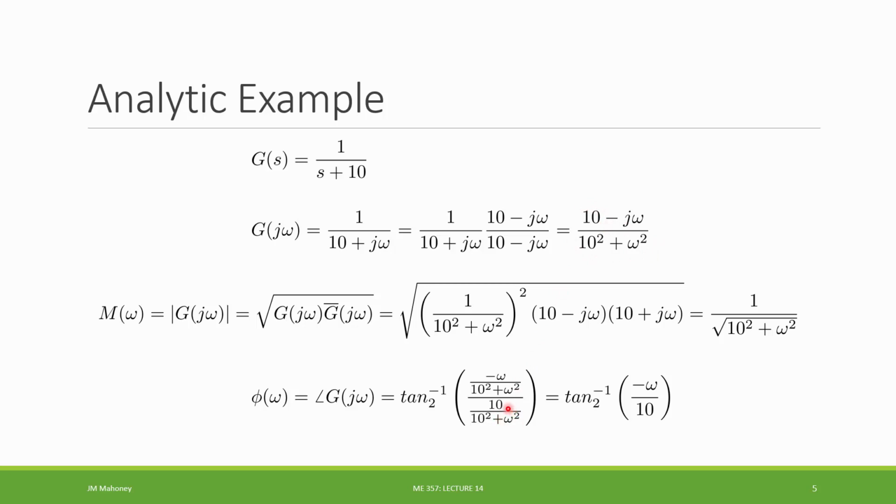Okay, so I do some algebraic simplifications. The 10 squared plus omega squareds are going to cancel. So I'm left with over here the arctangent of negative omega over 10. Notice here one thing, I'm using the subscript 2 with the arctangent.